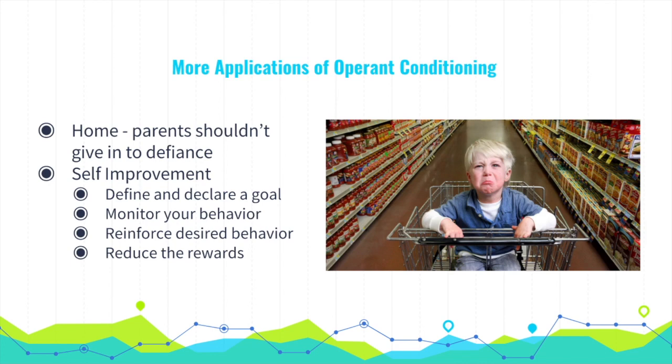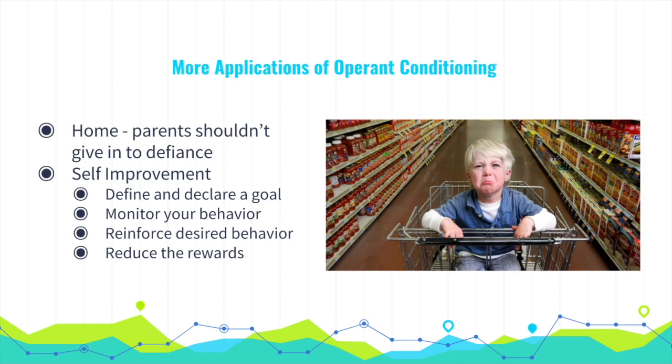Let's talk about more applications of operant conditioning. At home, parents should not give in to defiance. If a parent tells a child to turn the TV off, but ultimately allows the child to keep watching because the parent gave in to the child's whining, this reinforces the child's whining behavior.